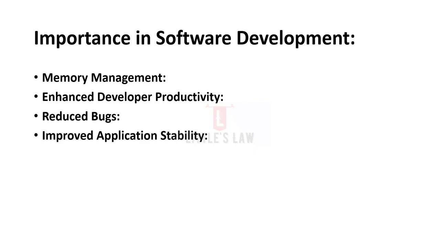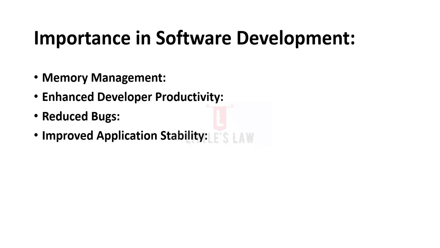The first importance is memory management. It automates the memory management process, sparing developers from manually allocating and deallocating memory, which can be error prone and lead to memory leaks or segmentation faults. The second importance is enhanced developer productivity. It allows developers to focus on writing code and building features rather than worrying about memory cleanup, resulting in increased productivity.